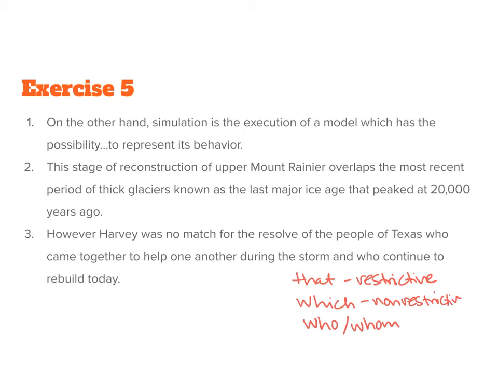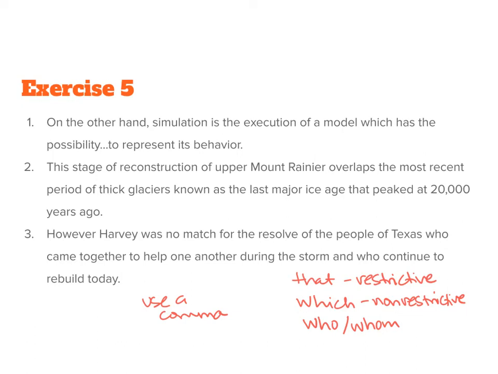And who and whom can operate in both. With the non-restrictive ones, you use a comma. So the offset with a comma helps you understand that it's a non-restrictive phrase, that you could remove that chunk from the sentence and the sentence would still make sense.